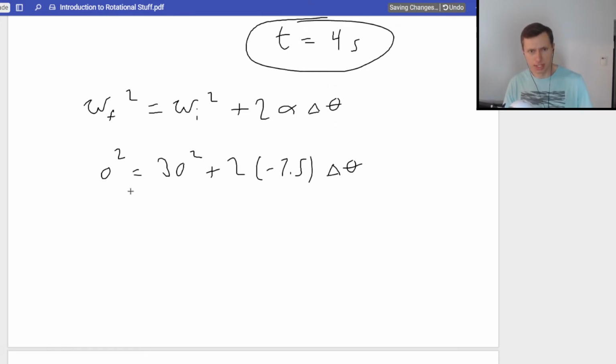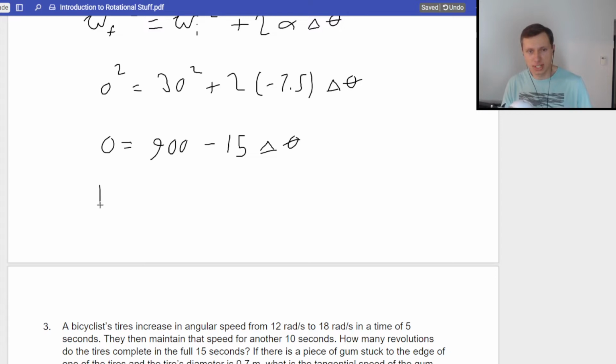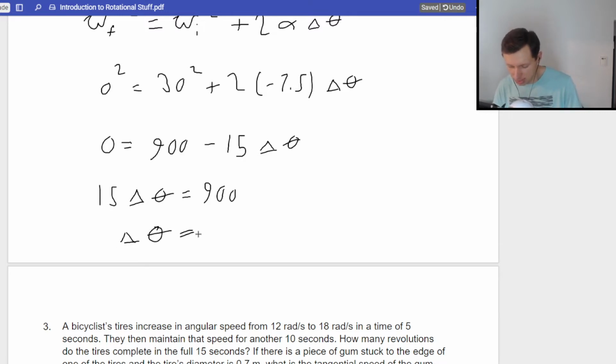Okay, so let's solve this. The left side's just 0, easy. 30 squared is 900, and then 2 times negative 7.5 is negative 15 delta theta. Add 15 delta theta to both sides, and then I can't do this in my head, but 900 divided by 15. Still a round number. Great. 60, but not revolutions, radians.